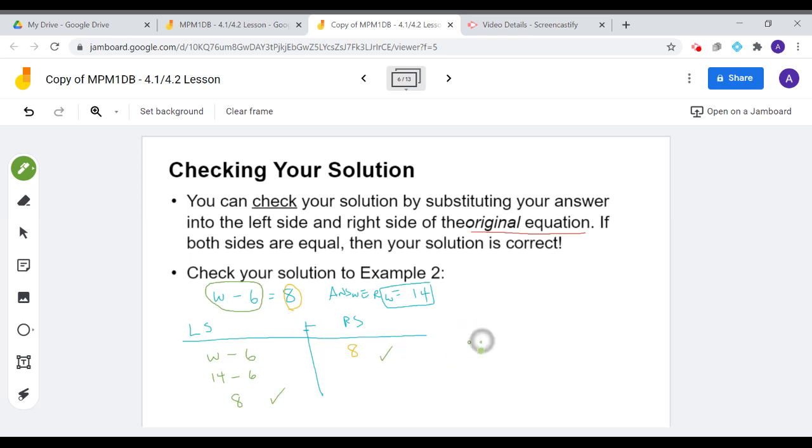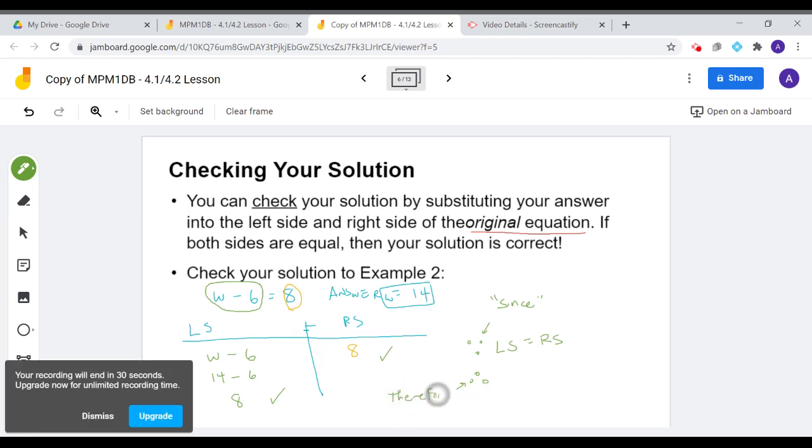And we can say, since, this is a symbol that means since the left side is equal to the right side, therefore, notice the dots are in a different order here. Therefore, the correct answer is w equals 14, or w equals 14 is correct.